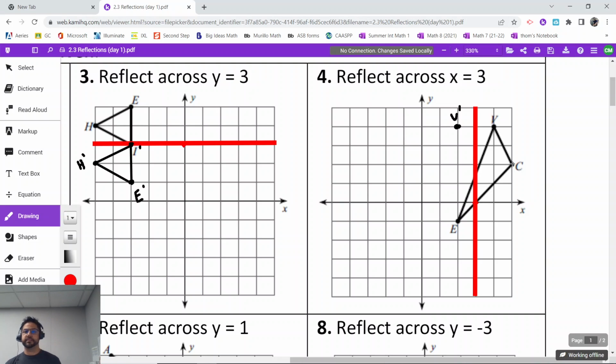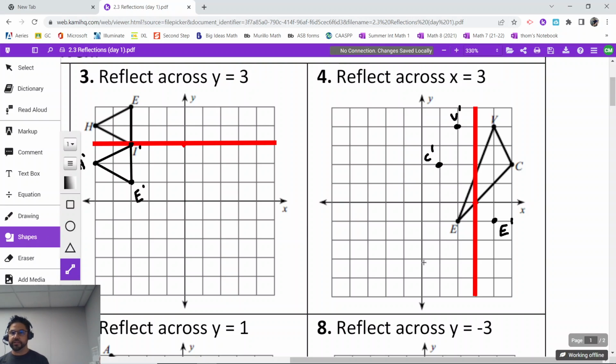C, let's see, we've got 1, 2, 1, 2. Put a little dot, label C prime. E, 1, 1. Ooh, very nice. Pretty easy for us. E prime. So when you're ready, again, take your straight edge, connect them. Again, all we're doing is counting.